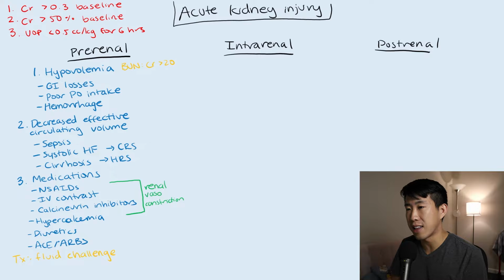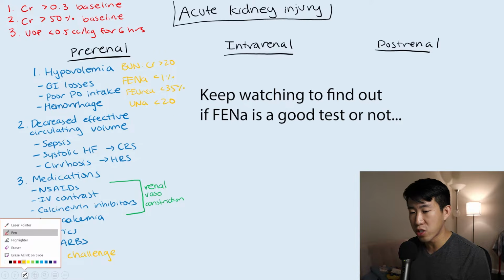And then in that same vein, you're holding on to sodium, right, in order to increase the total body volume. So this is why your fractional excretion of sodium is going to be less than 1%, and then the FeUrea is going to be less than 35%, and then your total urine sodium is usually going to be less than 20 as well.